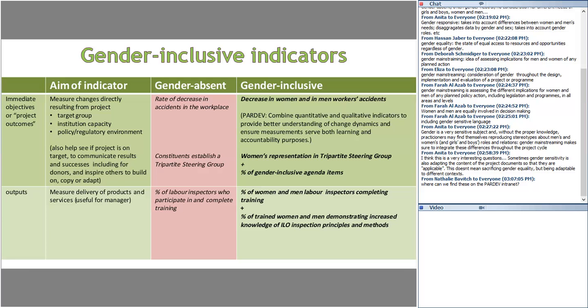So, following Pardev's good advice, I combined that with a qualitative indicator: percentage of trained women and men demonstrating increased knowledge of ILO inspection principles and methods. So I'm going to look at, do I need to go back and beef up or improve part of the section, maybe on sexual harassment, because I'm seeing some trends. Some of the male participants in my training programs didn't understand. So I'm giving you really simple examples, but I'm just trying to make the point.